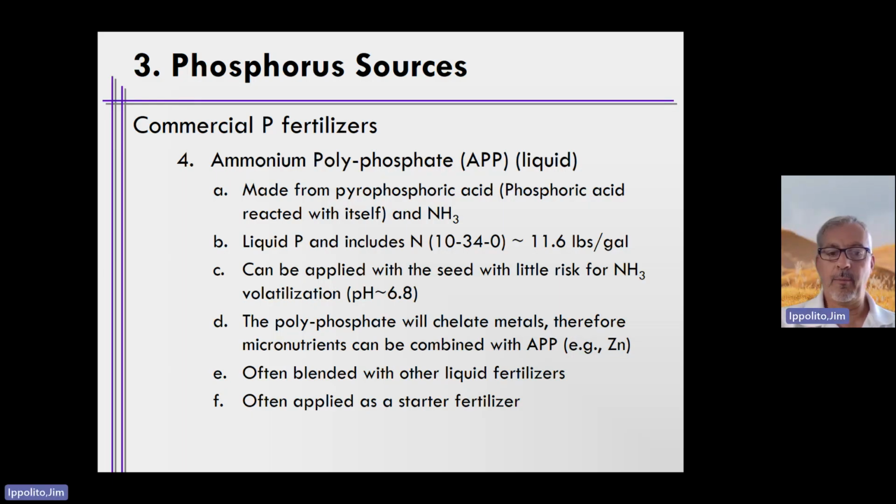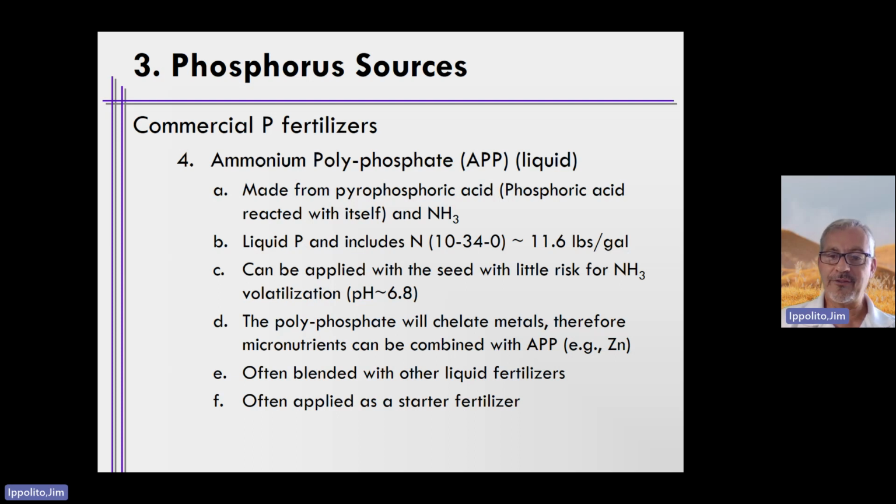Yet another type of commercial phosphorus fertilizer that can be used is ammonium polyphosphate. It's a liquid, and the way that this is created, it is taking phosphoric acid and reacting it with itself to create something called pyrophosphoric acid. And then we take that liquid phase and react it with ammonia gas from the Haber-Bosch process. The guarantee is typically 10-30-40, and the approximate density is 11.6 pounds per gallon.